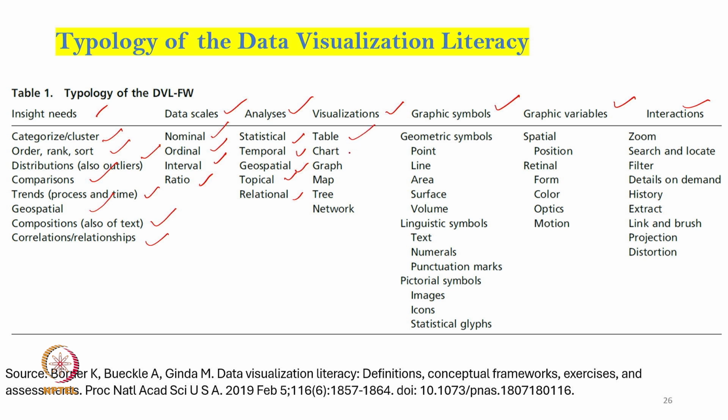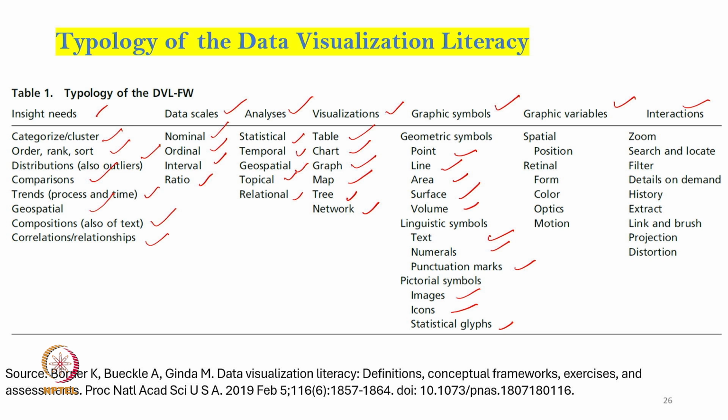Using a table method, or you can use charts, or one can create graphs, maps, trees and networks, and also graphical symbols. So you can use geometric symbols, maybe points, to identify the values of the research results, and you can use lines or areas, surfaces, and volumes, and also linguistic symbols. It may be text and numericals and functional marks, and there are pictorial symbols, maybe images, icons, graphs. Researchers should be aware of the various types of graphic symbols that can be used for presenting the research graphs.